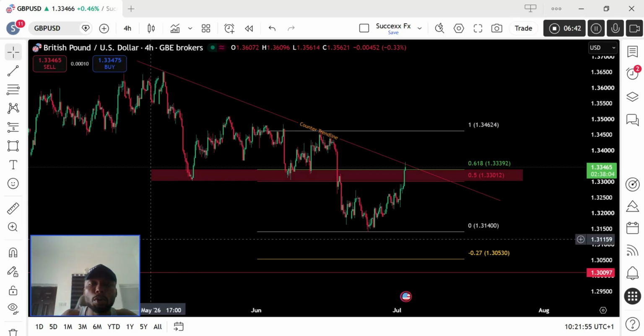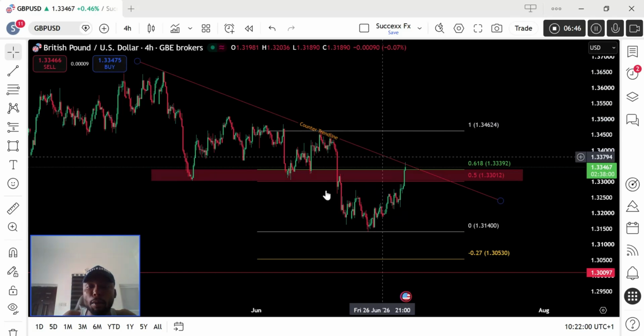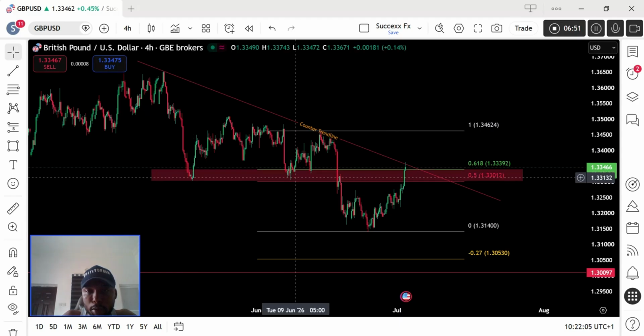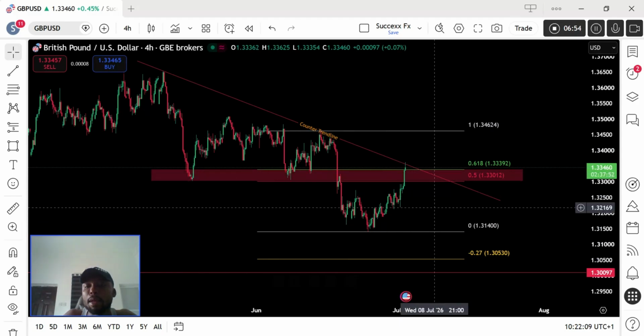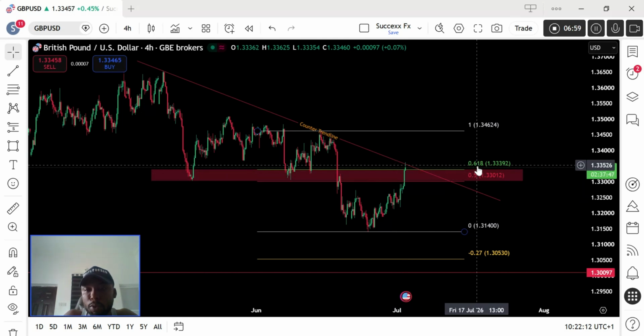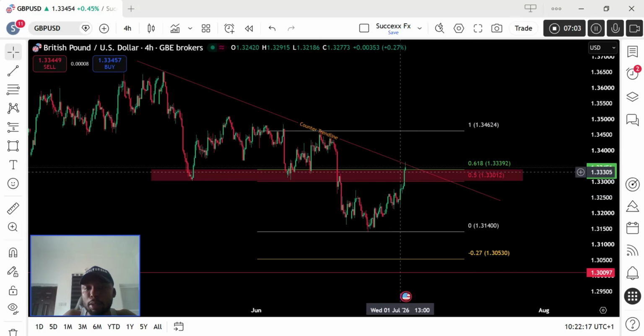So we have this trend line here, right? And then we have a resistance here. So this is a confluence. We have a resistance here. And then you also see that we have the 0.5 and 0.6 Fibonacci levels here. So this is an area of interest, right?